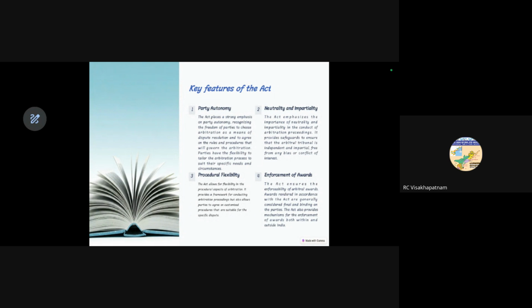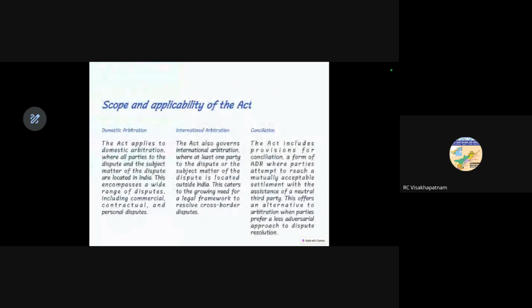These are the key features, as we saw in the key features of arbitration and mediation in the previous slides. These same are the key features of this Act also: autonomy, neutrality, impartiality, flexibility, award enforcement. Next, what is the scope and applicability of the Act?